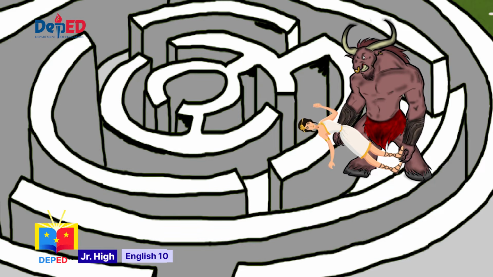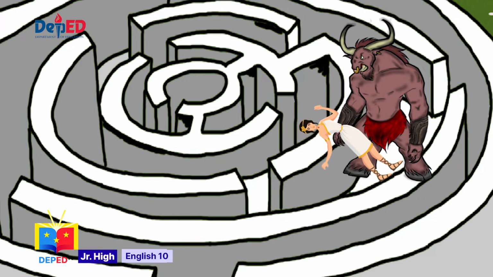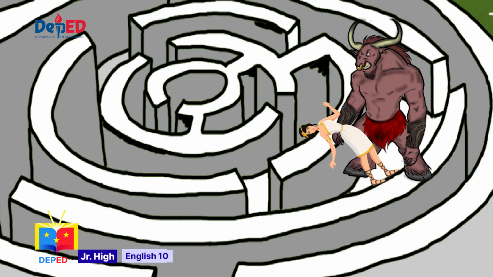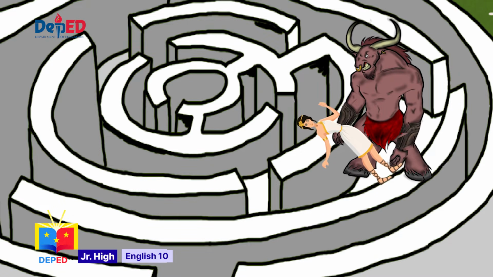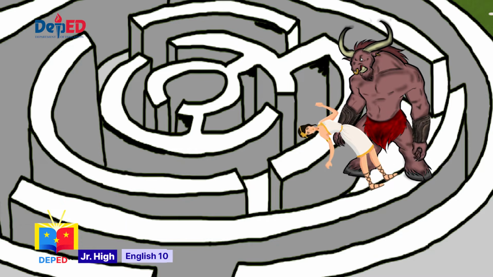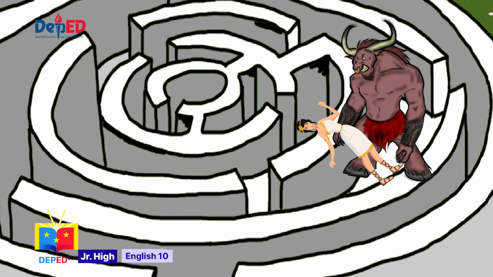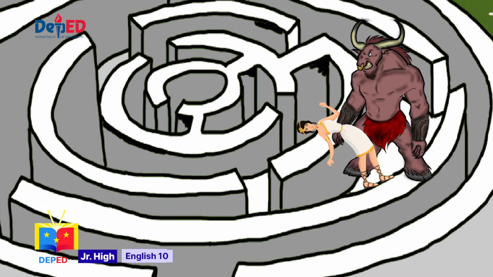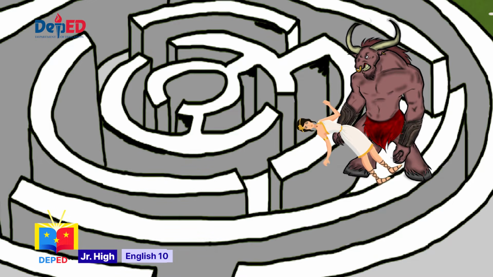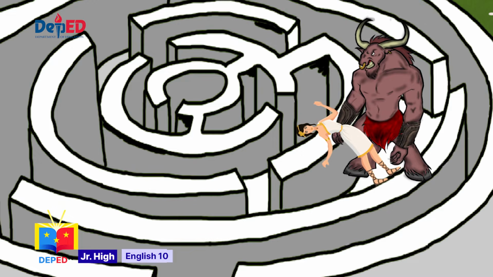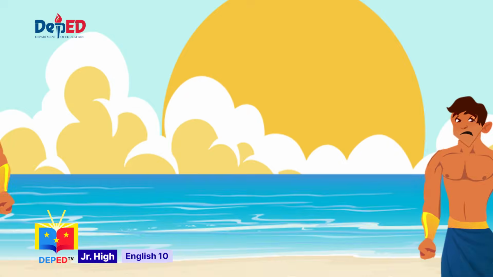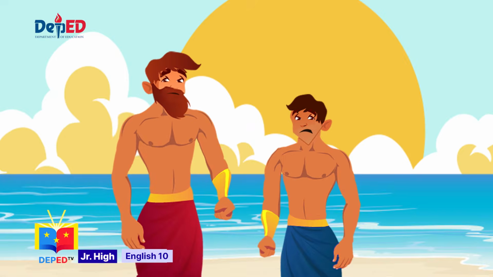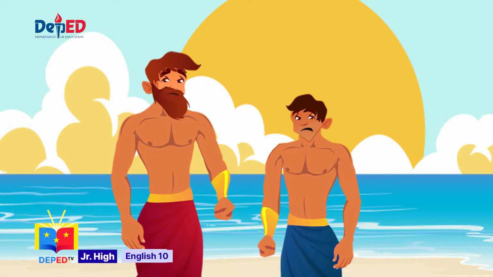From then on, anyone who was sent to the maze would be imprisoned and eventually be bitten alive by the violent creature. However, when the king perceived that Daedalus was no longer beneficial, he threw him into the labyrinth together with his son Icarus. King Minos betrayed Daedalus and Icarus and intended to kill them.